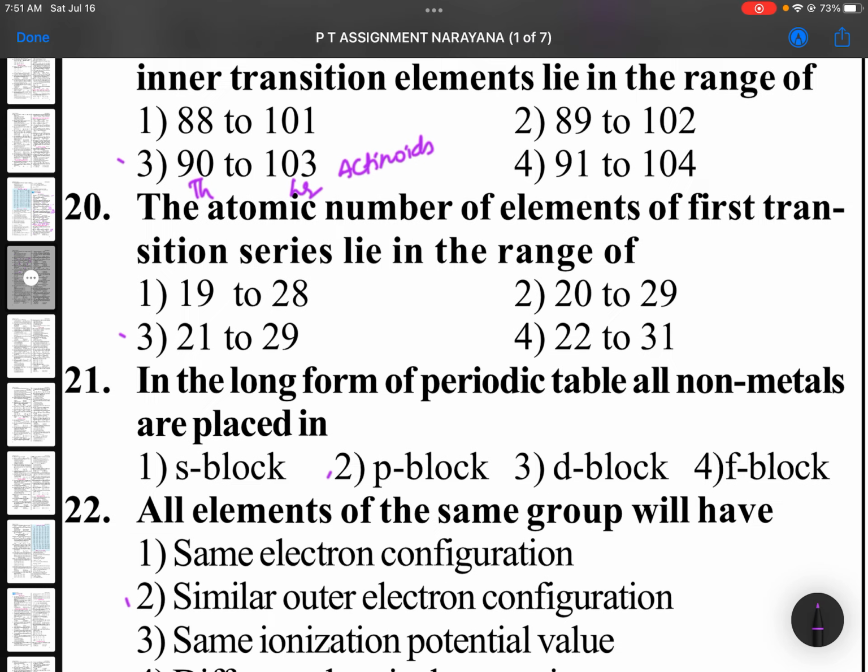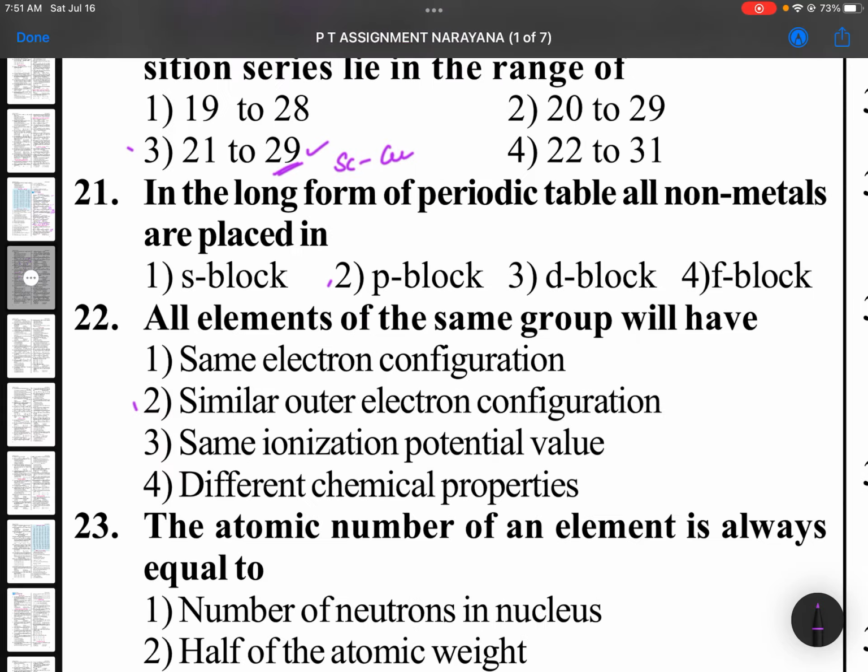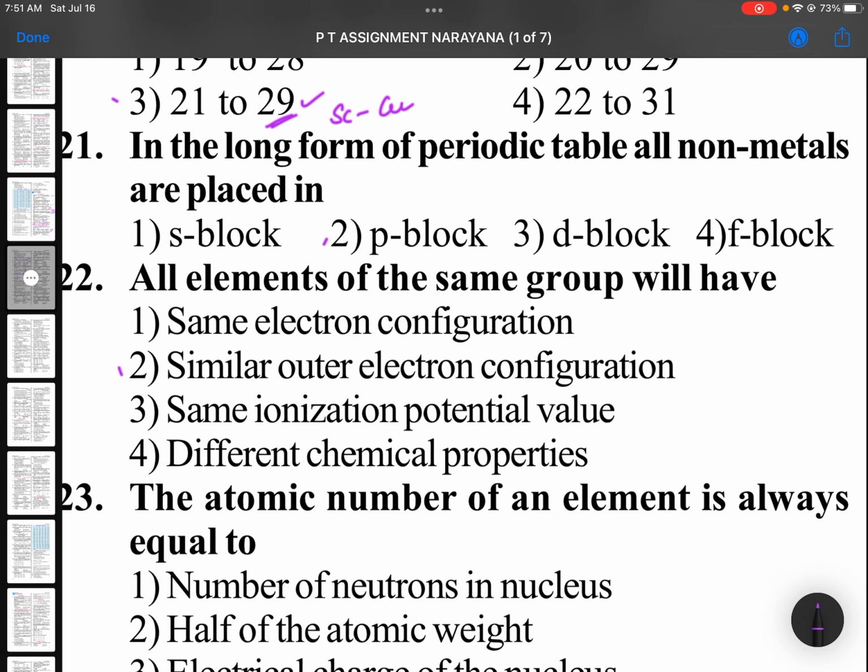The atomic number of elements of first transition series lie in the range of... First transition series 21 to 29, you can take even up to 30 also, but 21 to 29. Okay, 30 option is not there, so there is no worry. Scandium to copper, because zinc we don't consider as transition. In the long form of periodic table, all non-metals are placed in... Non-metals are in P block only.